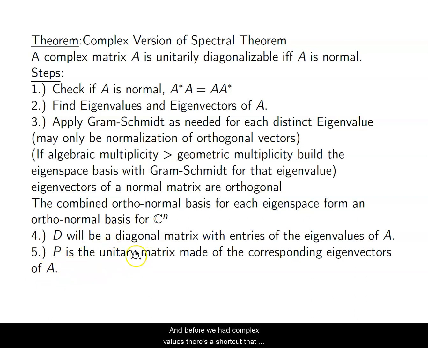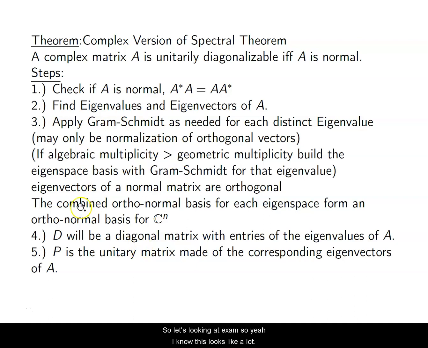And before, when we had complex eigenvectors, there was a shortcut that we did. We don't take that shortcut anymore. We use each eigenvector that we find. Before, we were able to find one complex eigenvector, and we turned that into our P right away by looking at the real part and the imaginary part. We don't do that here. Here we just form each individual eigenvector one at a time. Okay, so let's look at an example.